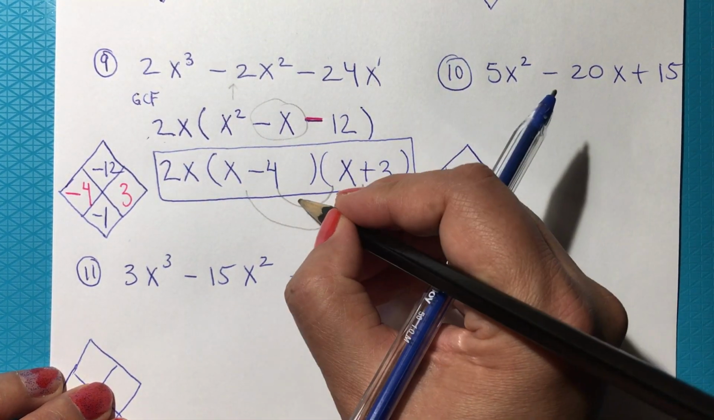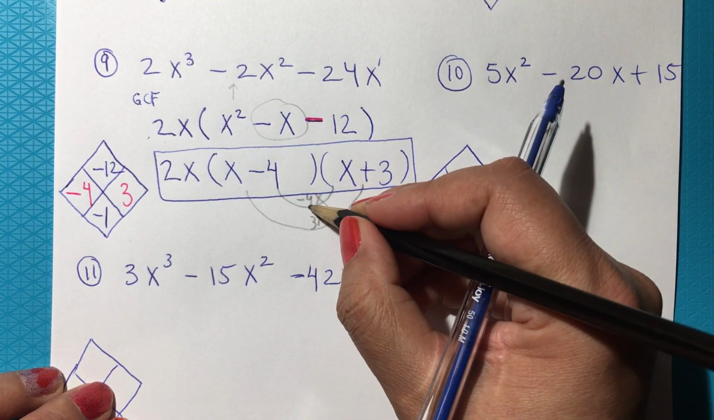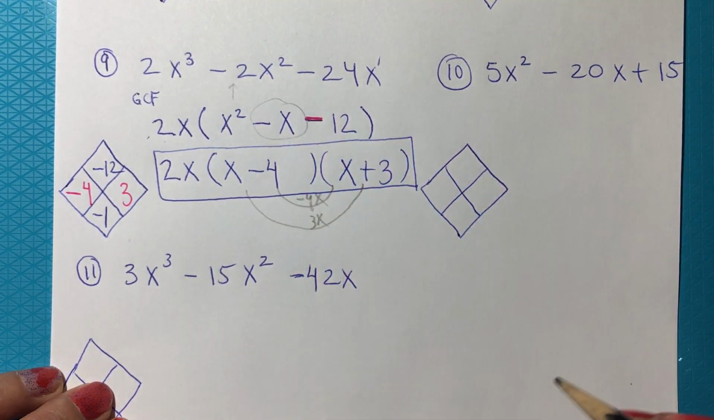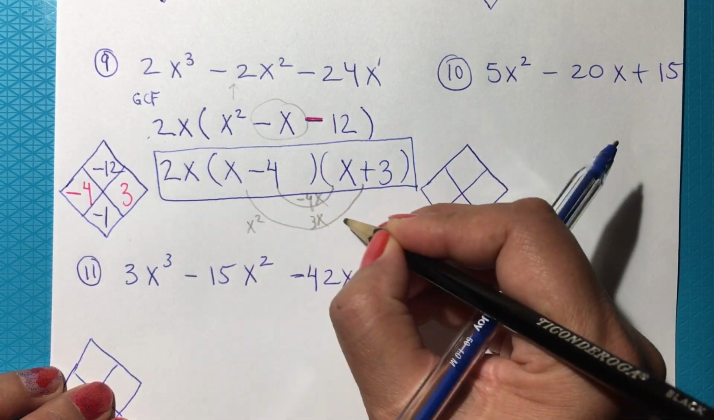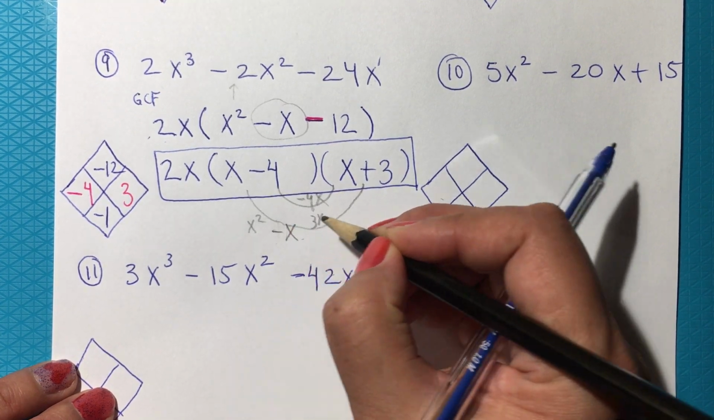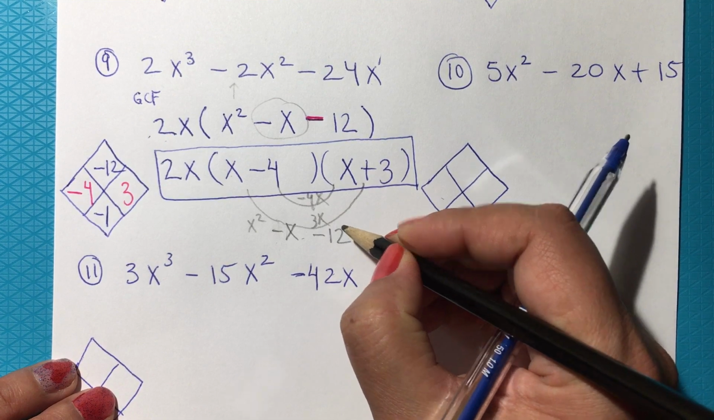Negative 4 times x is negative 4x. X times 3 is 3x. And if you notice, negative 4x and positive 3x is negative x. So that means that we have x times x is x squared, and negative 4x plus 3x is negative x, and negative 4 times 3 is negative 12.